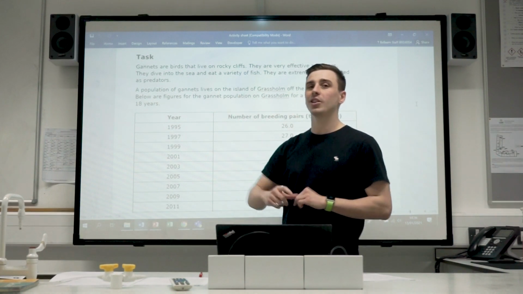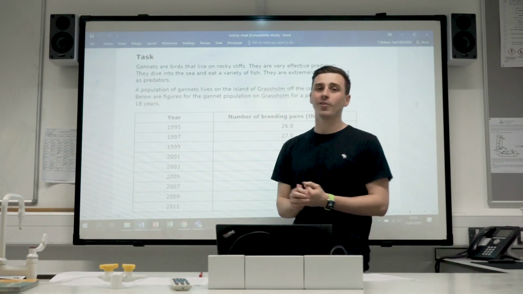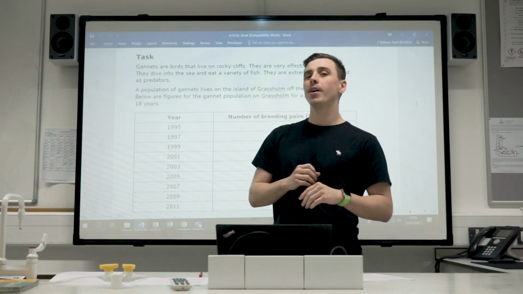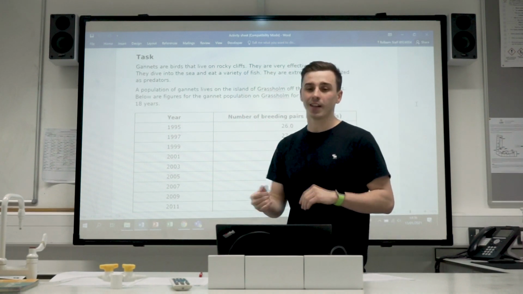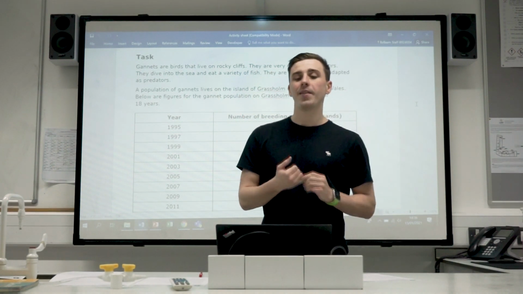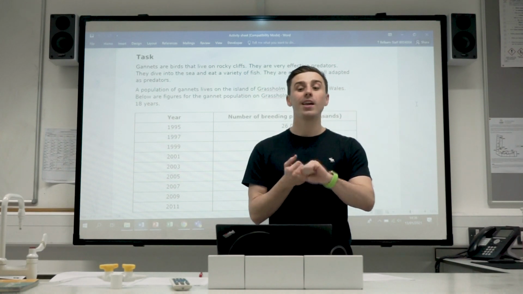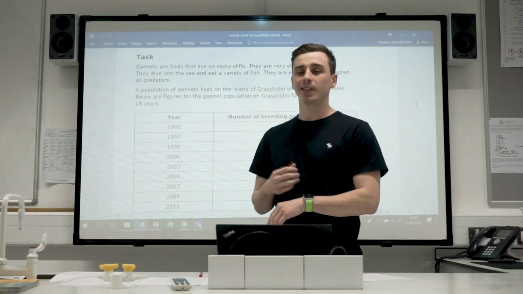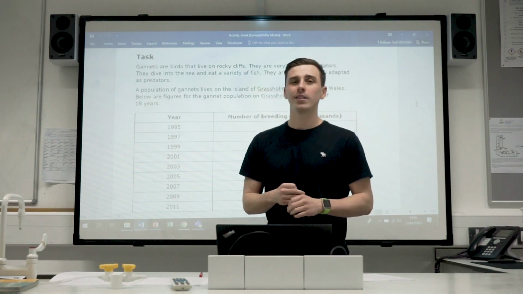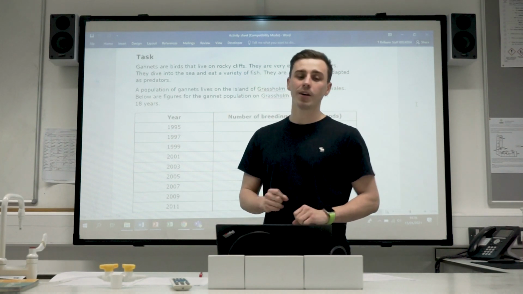They are extremely well adapted as predators. So even in that first section there's quite a few key terms. Hopefully those key terms are ringing some alarm bells from your previous lessons. Looking in there, you've got the predators, saying what they eat, so they've got their prey, and saying they're very well adapted to being a predator as well. So some key terms in there that should ring some bells.